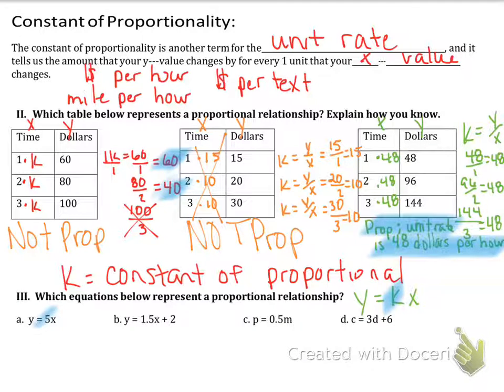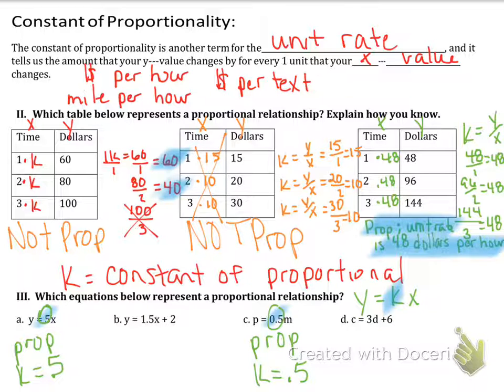A is just multiplying by a number. C is just multiplying by one number. So those relationships are proportional. And the number you're multiplying x by is your k, is your unit rate. So my k in this case is 5. My k on A is 5. My k on C is 0.5. So every time on C, for every minute or whatever M represents, you're multiplying it by 0.5 to give you your P.